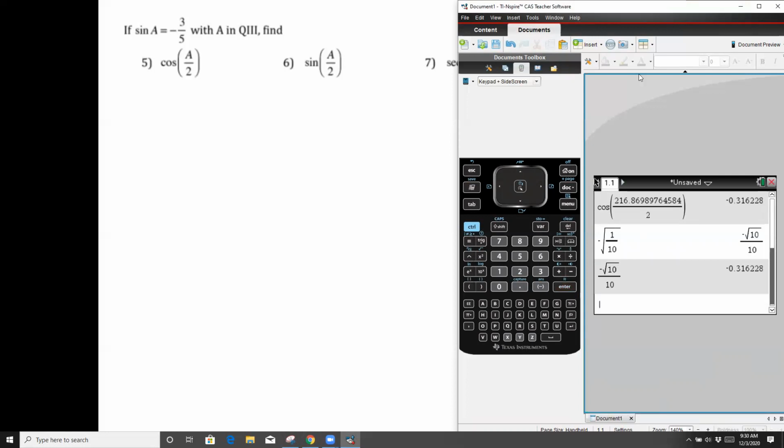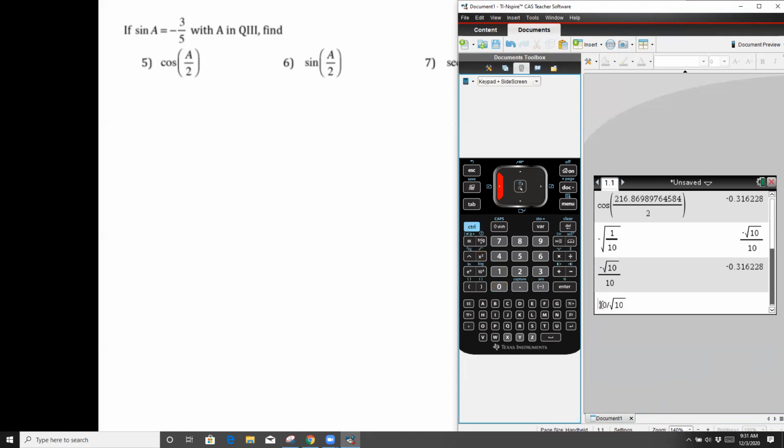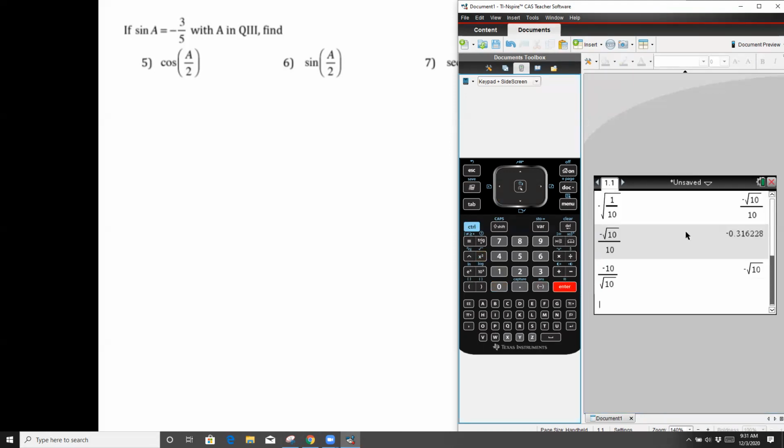All right, cool. What would secant be if it's negative radical 1 over 10? So yeah, secant of the same angle, you can just flip it to 10 over radical 10, and then that's going to simplify to just negative radical 10. So we just flip that. So it simplifies to radical 10. And then as a decimal, it's going to be that.